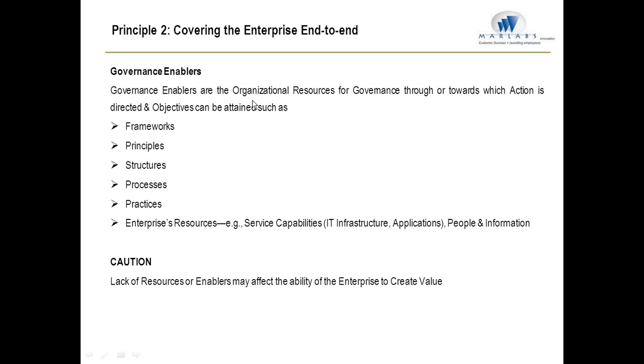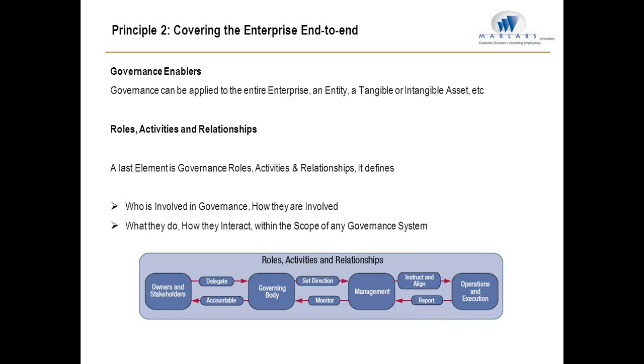relationships. So enablers are nothing but organization resources for governance, as I said: the principles, the frameworks, the structures required, the processes, the practices, the enterprise resources, like say service capability in terms of IT infrastructure, applications, people and information. The only point we need to be a little cautious about here is that lack of resources, or lack of enablers, may affect the ability of the enterprise to realize those values. So this is of primary importance, which we need to ponder over.